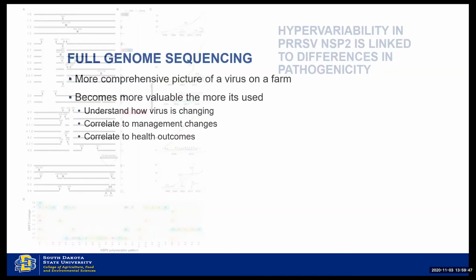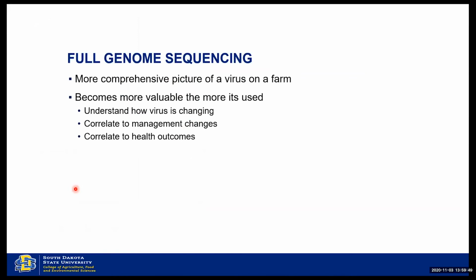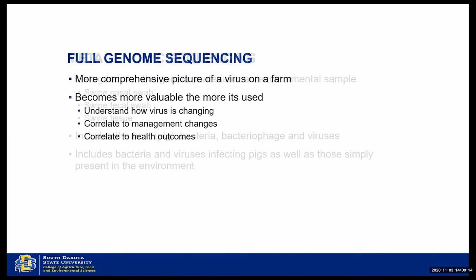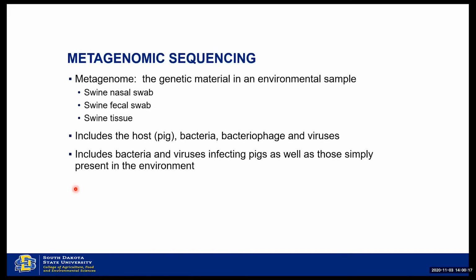So again, that's kind of a quick summary of why we do full genome sequencing. And really it comes down to a more comprehensive picture of the virus on a farm. And again, as we use this with time, this is very valuable. We can see how the virus is changing within a farm, how we're seeing new introductions horizontally of virus. And really the goal here is to correlate these genetic changes to changes in management and health outcomes. So that's full genome sequencing.